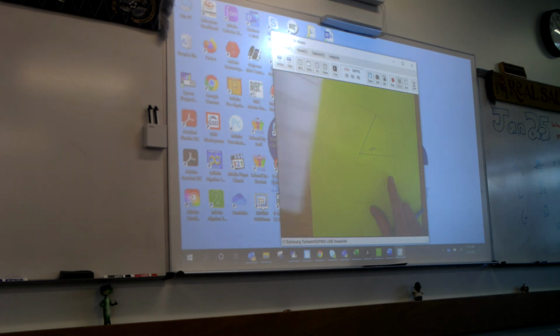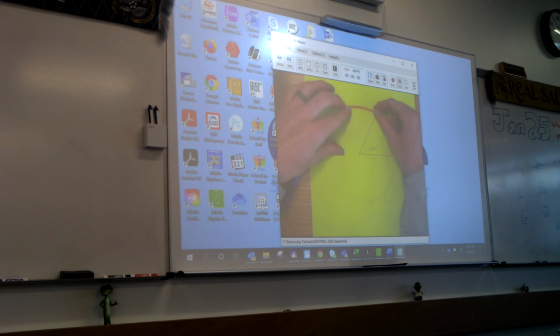Okay, now I'm going to pause right there. What you guys are going to do is keep it going. You are going to measure again and again and again, and try to be as accurate as you can, and see how many radians fit in 1 revolution.